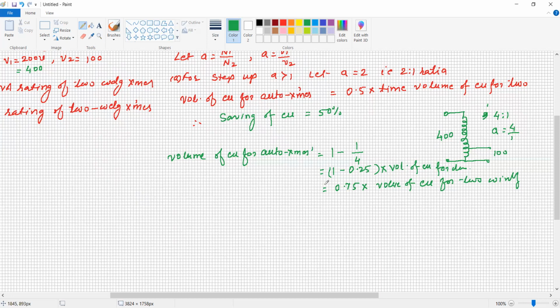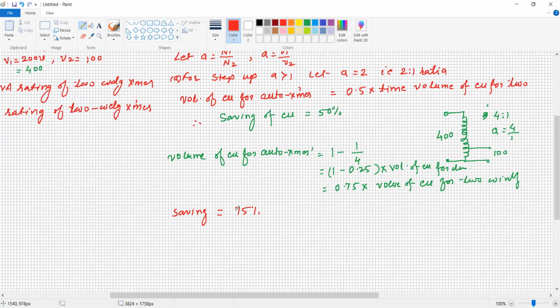Okay. So here we can say that if the difference is more, we can get the, sorry, here we can say that therefore the saving is equal to 75%. 75% saving we can get.